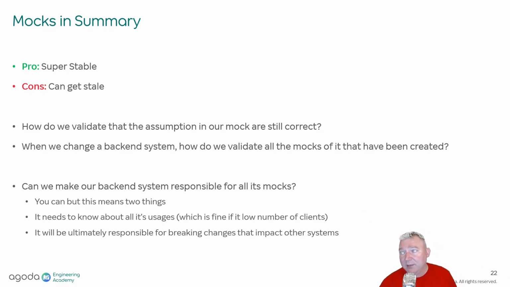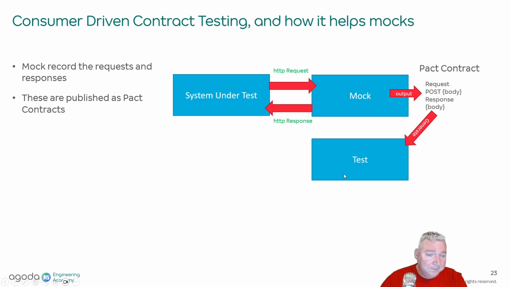Where it becomes problematic, though, is if you have a large number of consumers. This becomes hard to scale. It means you need to put a lot of knowledge of how your consumer uses your API into the API. So this is where consumer-driven contract testing helps. If you haven't checked this out, I definitely recommend it.